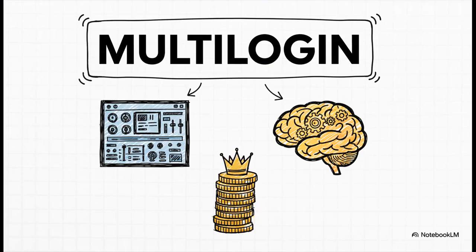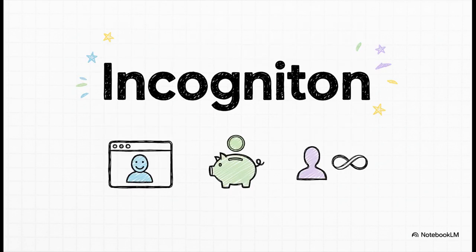First on our list is Multilogin. This one's the OG, the veteran of the space. It's built for pros who want to control every single detail of their digital fingerprint. Think of it like the manual transmission of privacy browsers. It's incredibly powerful, for sure, but that power comes with a really steep learning curve and a pretty hefty price tag.